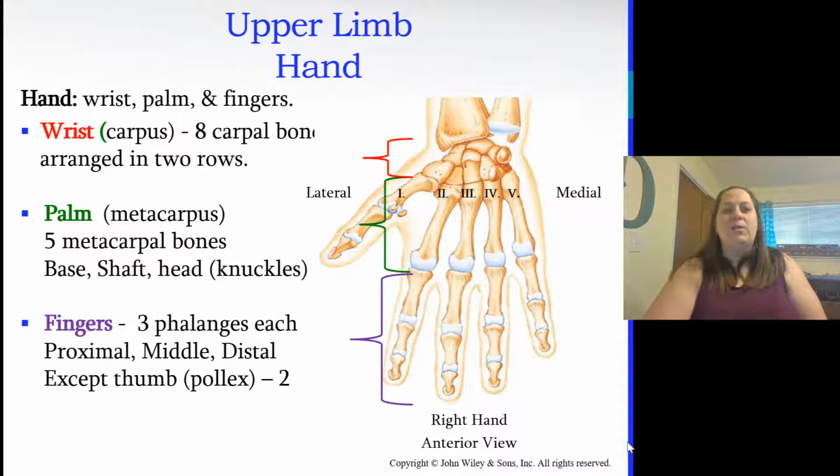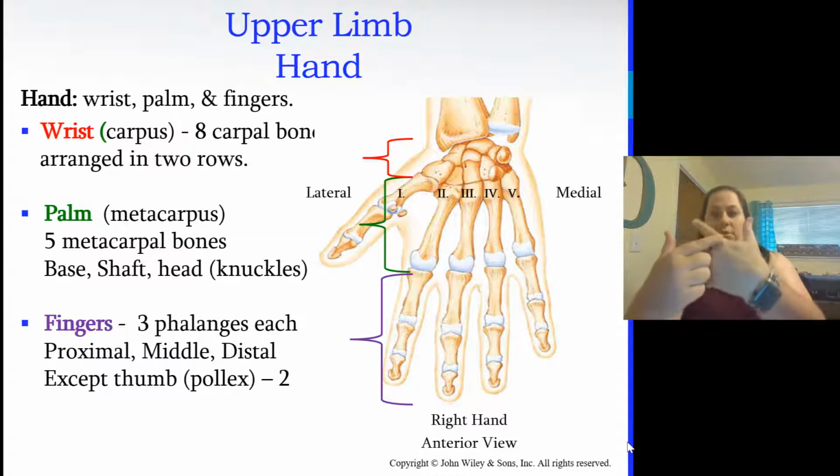The hand is composed of the wrist, palm, and fingers. The wrist or the carpus is made out of 8 carpal bones, and they are arranged in 2 separate rows. We then see the palm, which is the metacarpus. These are 5 metacarpal bones, and they have an area known as the base, the shaft, and the head. And the head is going to be where we actually see our knuckles right here. Okay, so we have the base, the shaft, and the head.